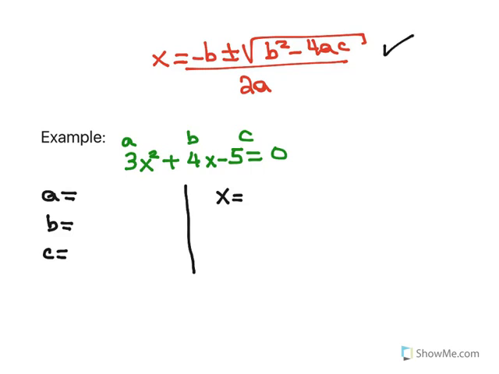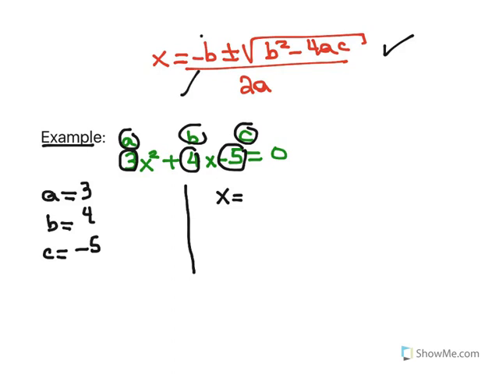So what we need to do, in this particular example, where I have this equation, 3x squared plus 4x minus 5 equals 0, is recognize my a, my b, and my c. In this particular example, a is 3, b is 4, and c is negative 5. Don't forget the negative. That's going to be very important. So I'm going to substitute these values into this formula right here. Okay? So what do I have now?